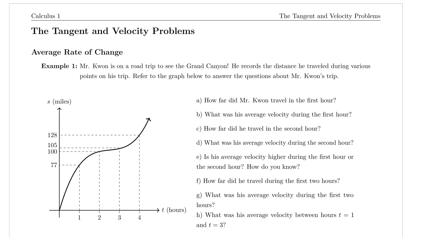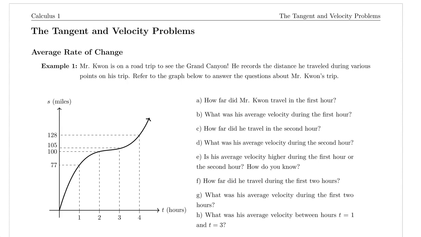Hi everyone, in this video we're going to be talking about the tangent and velocity problems. Let's start off with talking about average rate of change. Example 1 says, Mr. Kwon is on a road trip to see the Grand Canyon. He records the distance he traveled during various points on his trip. Refer to the graph below to answer the questions about Mr.